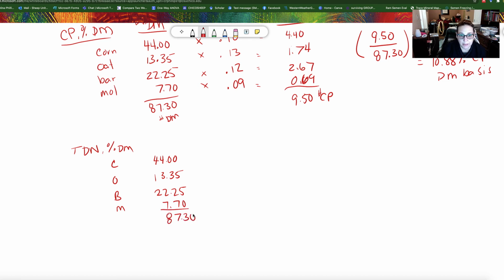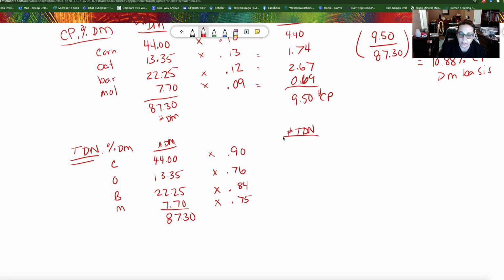And so this is the pounds of dry matter. But now we're doing TDN, so we're going to use the TDN percentages. Corn was 90%, oats were 76%, and remember we're putting all this in decimal form, 84% for the barley, and it should be 75, yep, 75% for the molasses. So now we're going to get the pounds of TDN.